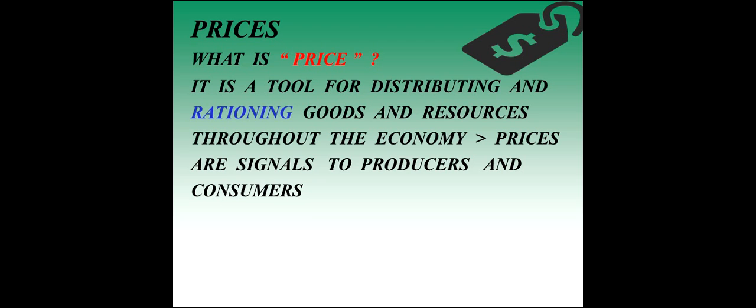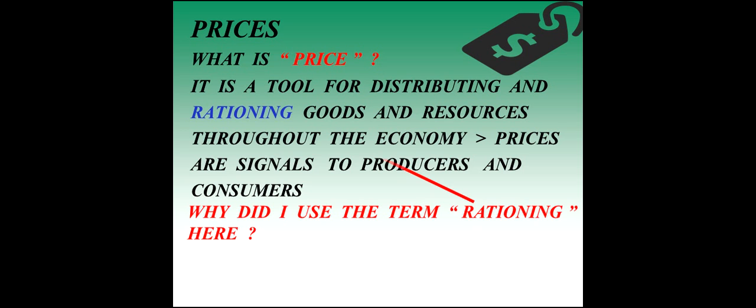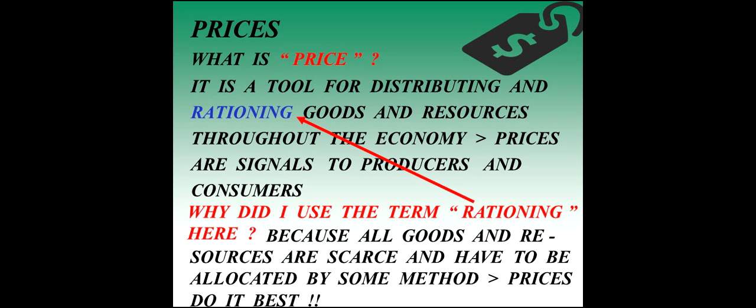Now you'll also notice that I use the word rationing here in this definition. And you may be asking why. The reason for that is it brings us back to a concept that we came to understand in chapters 1 and 2, a very fundamental concept in economics, the concept of scarcity. All goods and resources are scarce, and they have to be allocated by some method. And I think you'll find, based upon what we're going to cover in this chapter, that the method of using prices is the best way to distribute and ration and allocate goods and services within an economy.